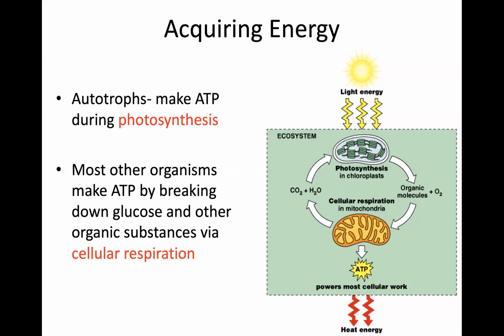All right, so we're going to take a look today at a little bit more detail about how animals and humans, all right, so most other organisms apart from photosynthesizing organisms make ATP by breaking down glucose and other organic substances via a process known as cellular respiration. So go ahead and jot this down today. We're going to take a look at this process of cellular respiration.